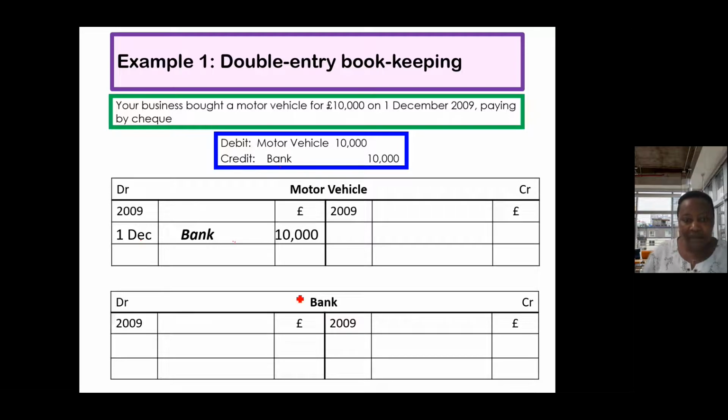Also on the 1st of December, but this time around, we're coming to the credit side because there's already been a debit entry. So on the credit side, there was a reduction in bank as a result of the motor vehicle that was bought. So here we have our motor vehicle. And that's it. Simple, straight and forward. And this is what we're doing with the double entry for our ledger account.